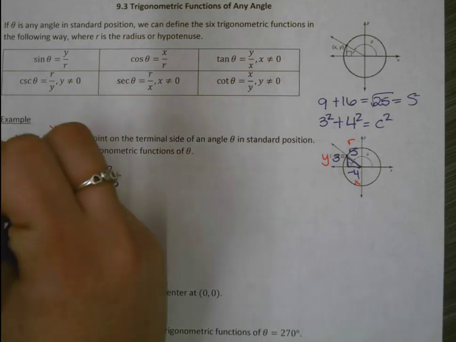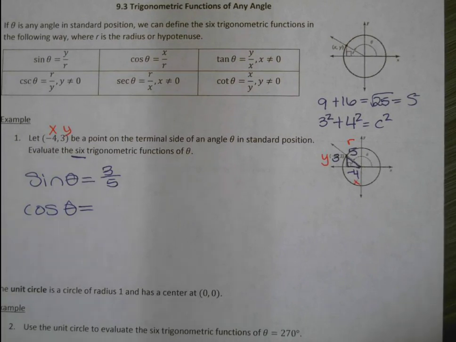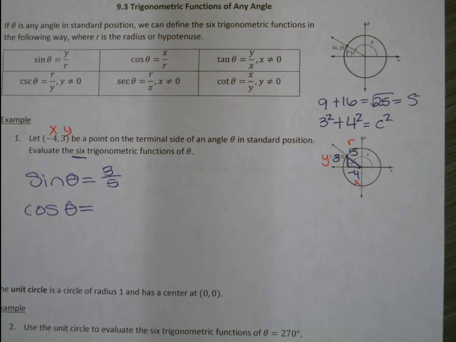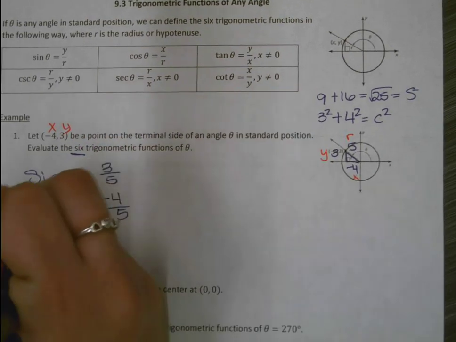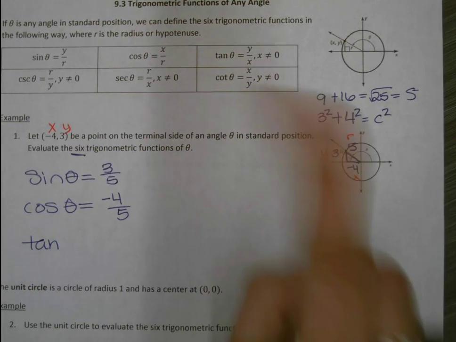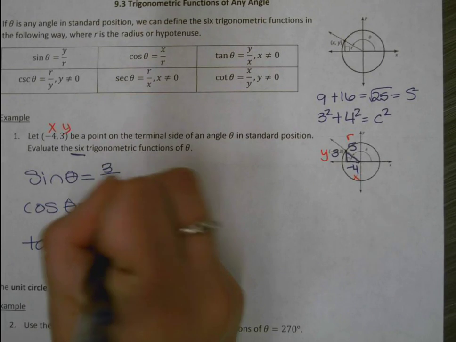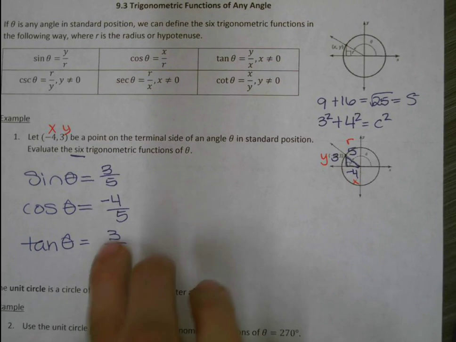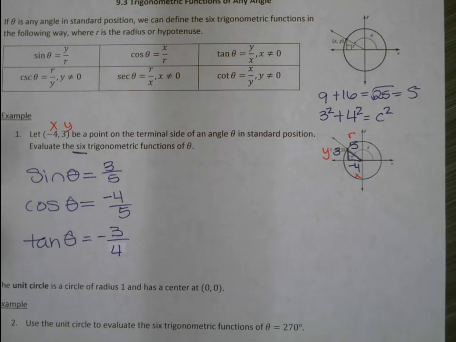My cosine is my x over r. The radius. What's my cosine? What's my x value? What is my tangent? This one is y over x. I'm just going to put the negative out front of the whole fraction. So questions there?